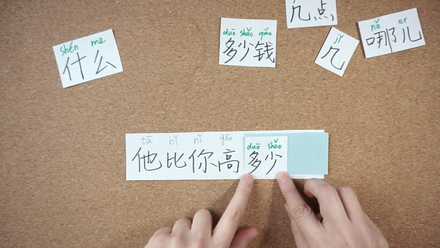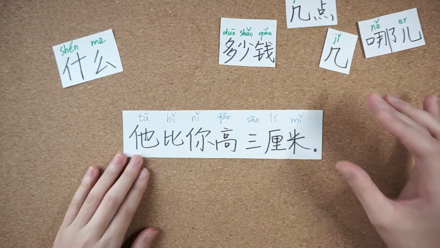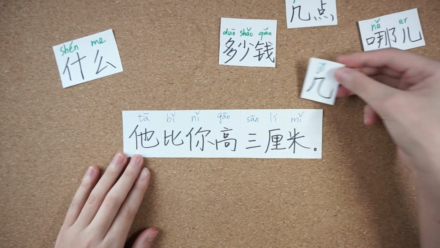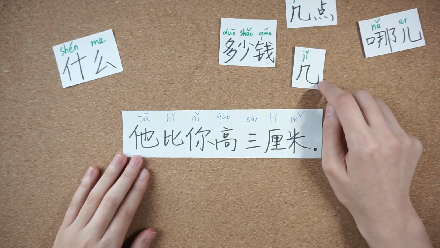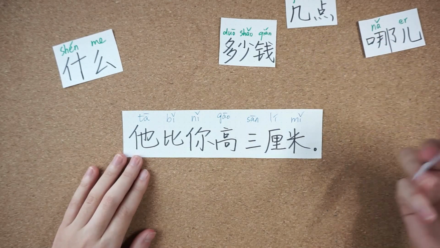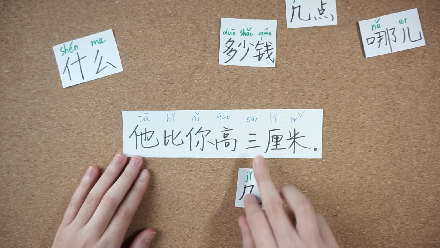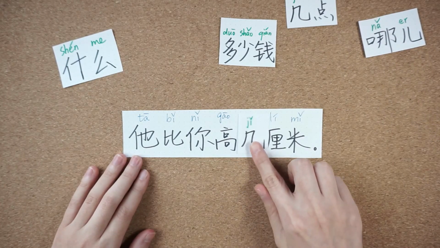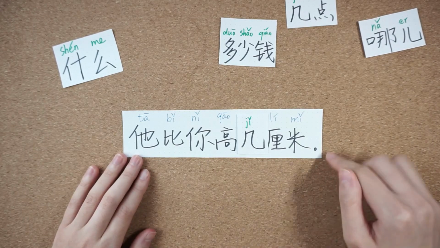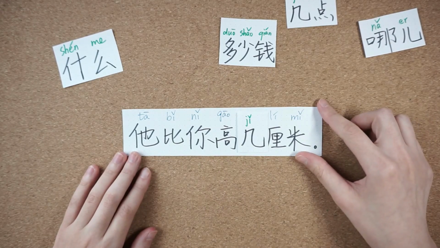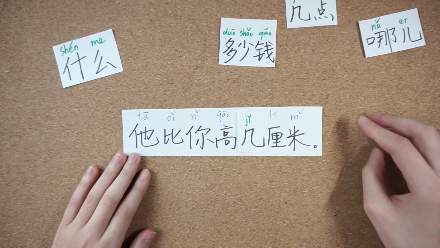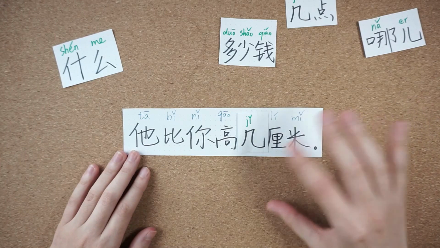他比你高多少? Just want to show you guys another way to express it because we have 几, right? And 几 is used for a smaller number, usually less than 10. So I can simply replace 3 with 几. The question becomes 他比你高几厘米? And remember this. 几 is usually used with a measure word, but 多少 can be used individually without a measure word.